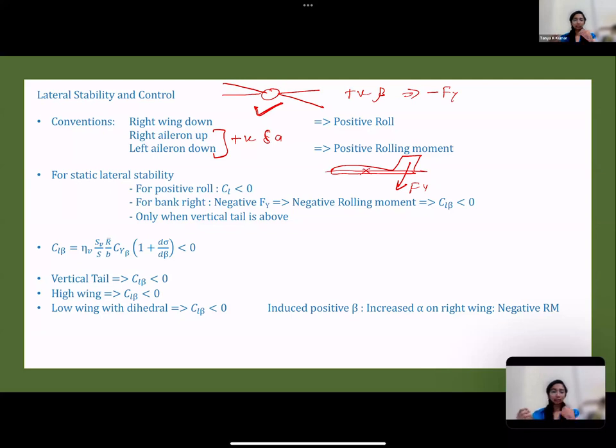I'm not sure how I can tell you this. If this is your aircraft and this is your vertical tail, there is a force acting in this direction. It produces a rolling moment, correct? Restoring rolling moment. Do you understand? So there is a force acting in the upward direction towards the left, but since it is above the CG, it produces a negative rolling moment. It produces negative CL. Is that clear? So it produces something like this.